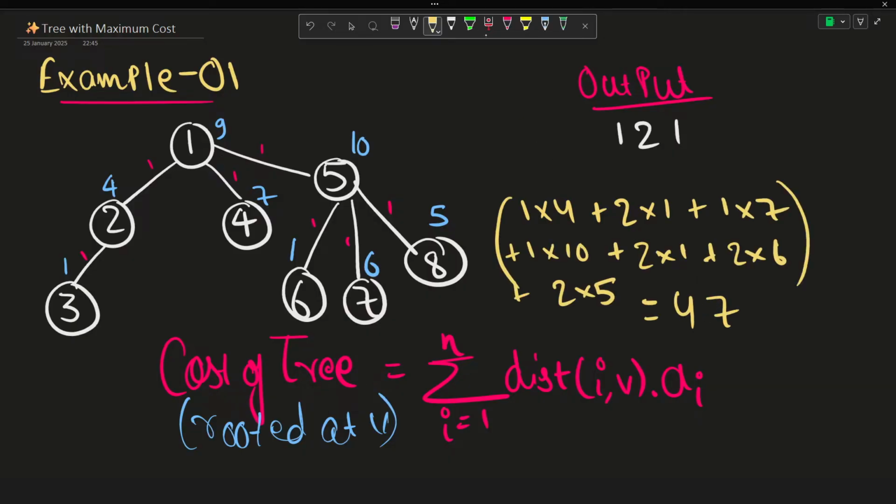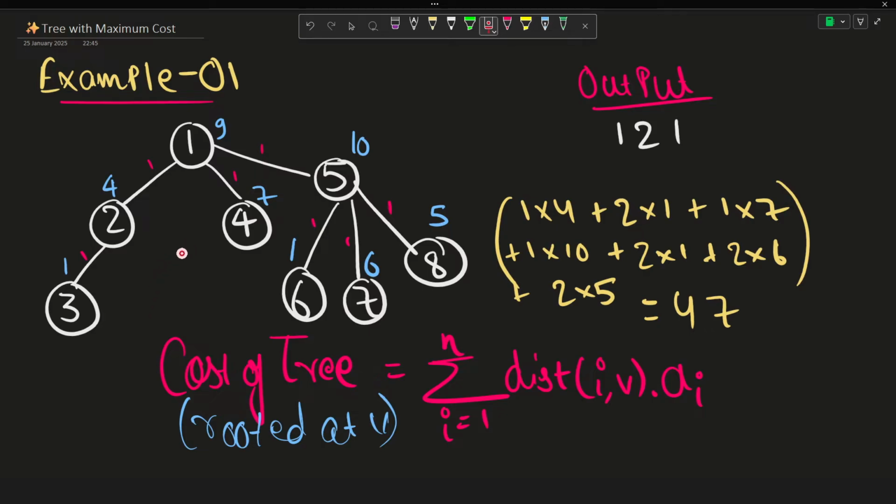As you can see, when we calculated the cost of the tree rooted at vertex 1, we got 47, but the output is 121. So it means that when we calculate the cost of the tree rooted at vertex 1, we get a value which is less than the value we can get when this tree is rooted at some other vertex.